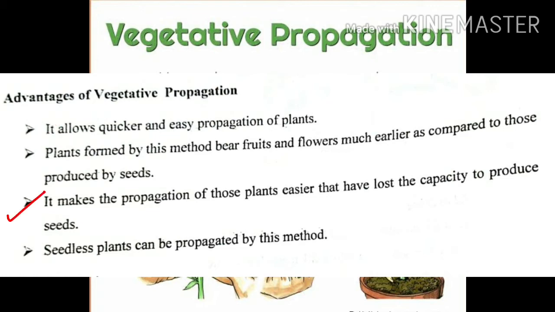The third important advantage is that it makes the propagation of those plants easier that have lost the capacity to produce seeds. You know that some plants cannot produce viable seeds. In that case, vegetative propagation is a very good method to propagate those plants. And lastly, seedless plants can be propagated by this method. You might have eaten grapes which do not have seeds. So how do we get those grapes? We are propagating them through vegetative propagation, so we don't have seeds in those grapes, which are easy to consume. So these are the advantages of vegetative propagation.